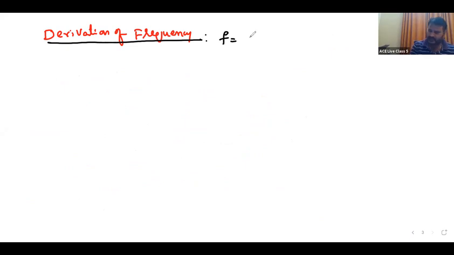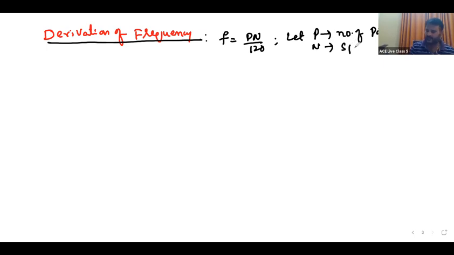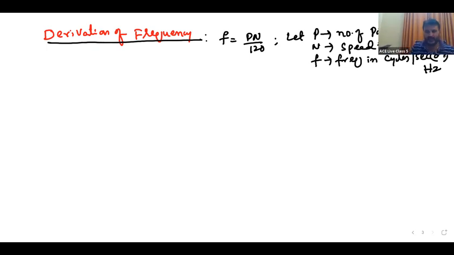That is f = Pn/120. How many cycles there are depends on the number of poles and also the speed. f = Pn/120, where P is the number of poles, N is the speed in RPM, and f is the frequency in cycles per second, or hertz.